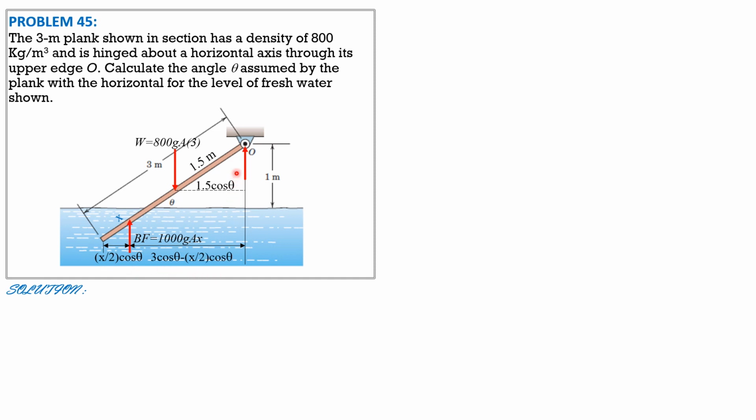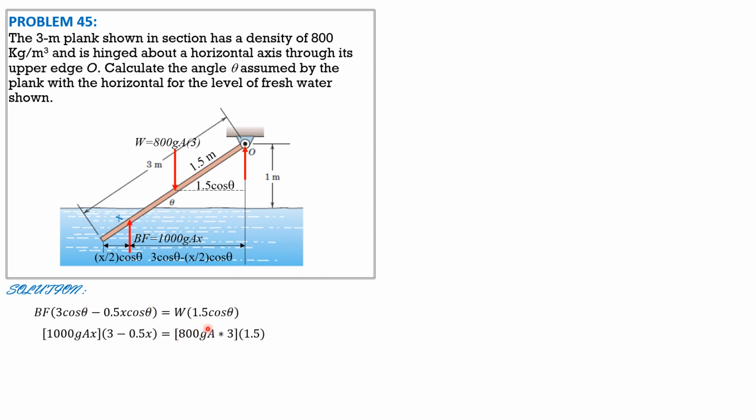Then the summation of moments about O equals 0. So buoyant force times the quantity 3 cosine theta minus 0.5 x cosine theta equals weight times 1.5 cosine theta. Cancelling out cosine theta and replacing buoyant force with 1000 g A x times 3 minus 0.5x equals weight 800 g times area times 3 times moment arm 1.5 after we cancel cosine theta.